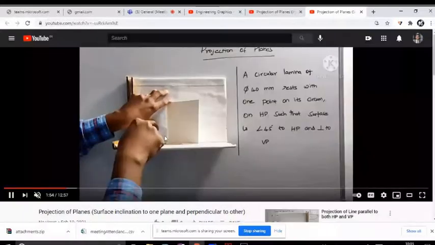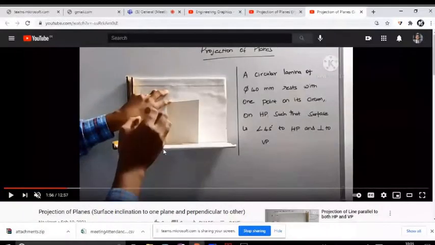Yes, sir. I have shown a square lamina here. This area covered under the four edges is called a surface. For instance, currently I have made a surface inclined with respect to the vertical plane. Look here, there is some angle.